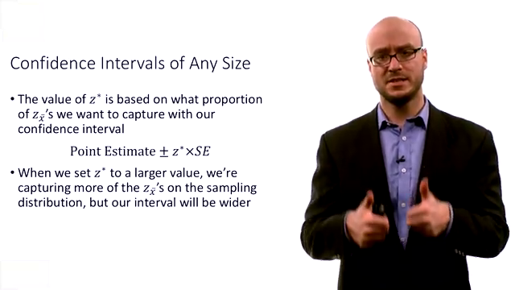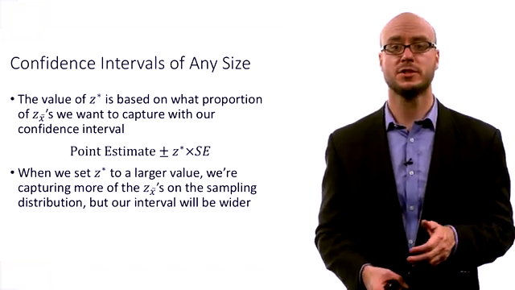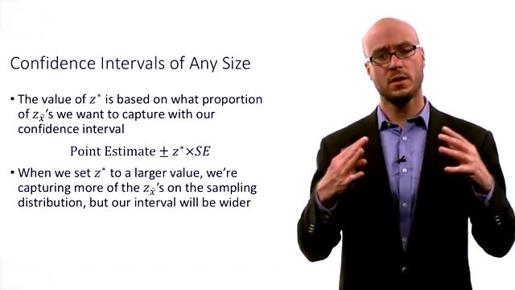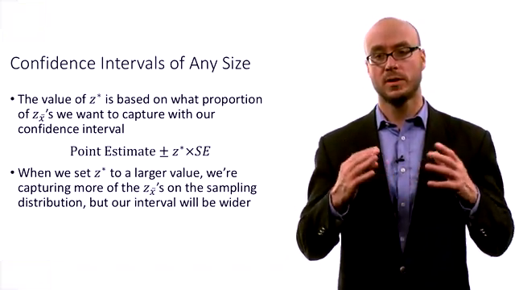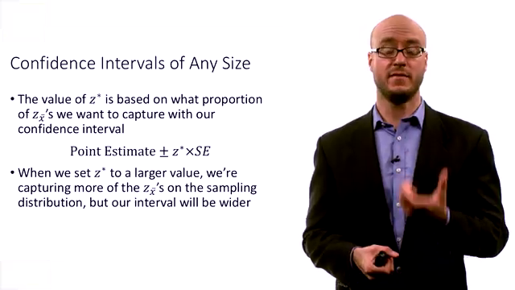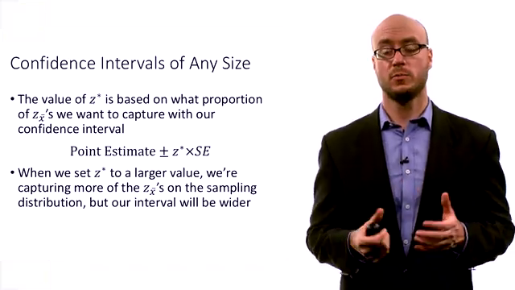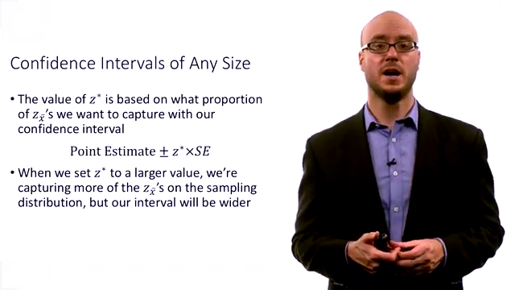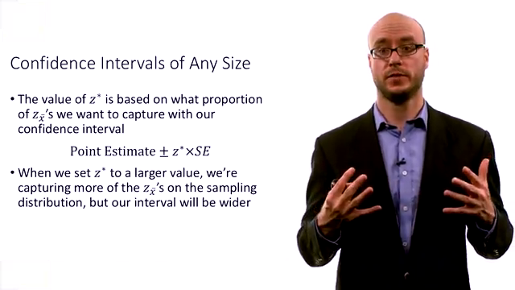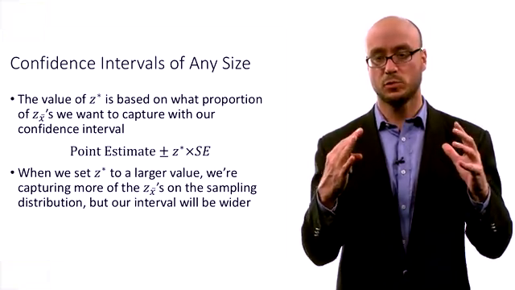Again, it's just a point estimate plus or minus z-star times the standard error. The key point is when we set z-star to a larger value, 2.58 versus 1.96, we're capturing more of these sample means on the sampling distribution. But our interval is going to be wider, because the interval is based on the standard error and that value of z-star. The larger the value of z-star, the wider our confidence interval. So if we're going to be 99% confident that our true population parameter lies within a confidence interval, that's based on a wider interval. For an 80% confidence interval, the value of z-star is going to be smaller, and that confidence interval will be smaller.